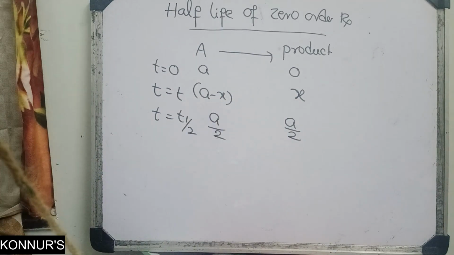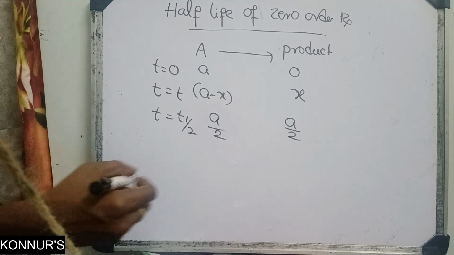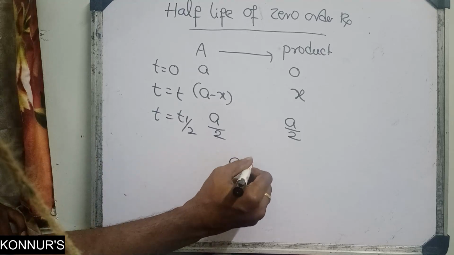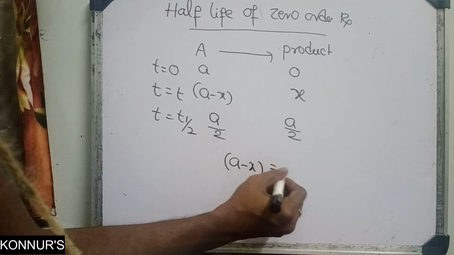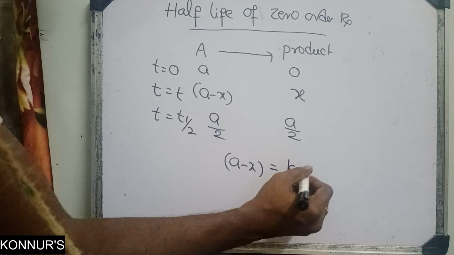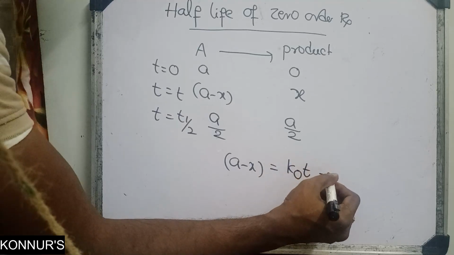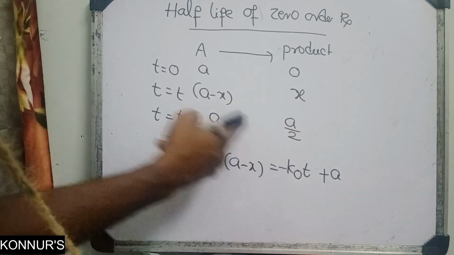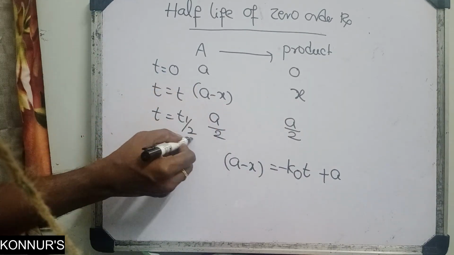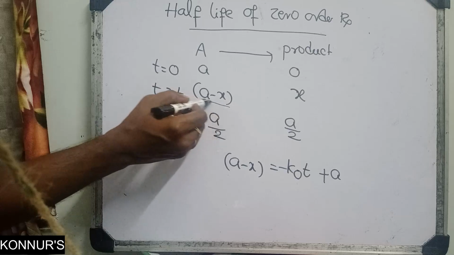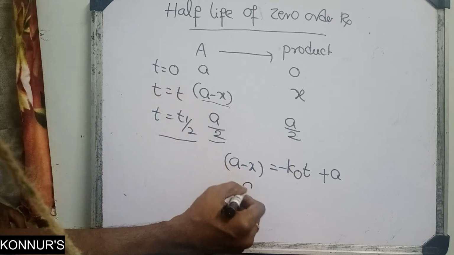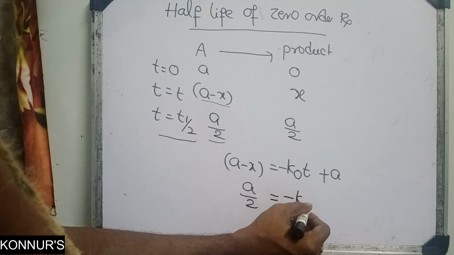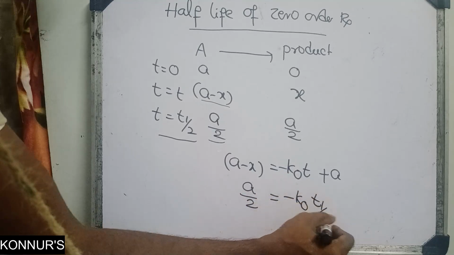So what is our equation? That is A minus x equal to minus k0 t plus A. So t equal to t half, you put A minus x equal to A by 2. So that means here A by 2 equal to minus k0 t half plus A.